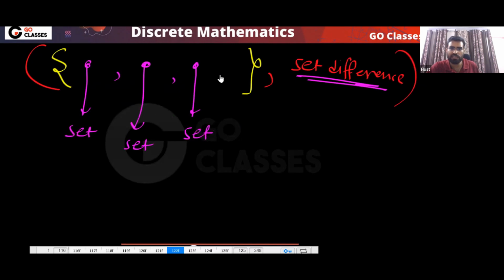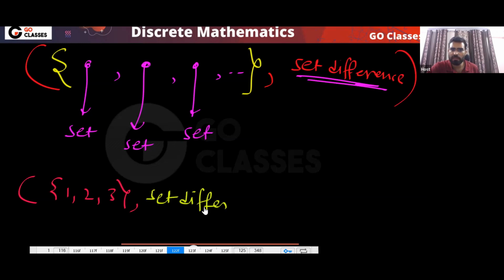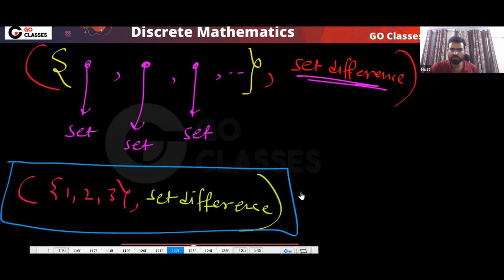Everything must be a set. In your base set, everything must be a set, so this should be a set of sets. If you want to define the set difference operation, just think about it. If you have this base set {1, 2, 3}, then you cannot define set difference. This operation you cannot define.